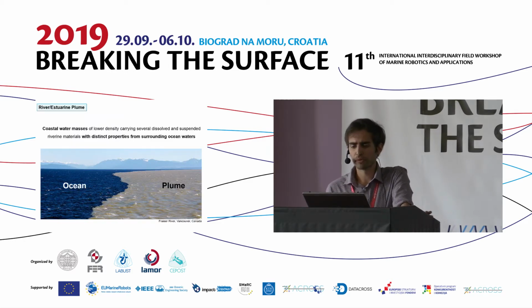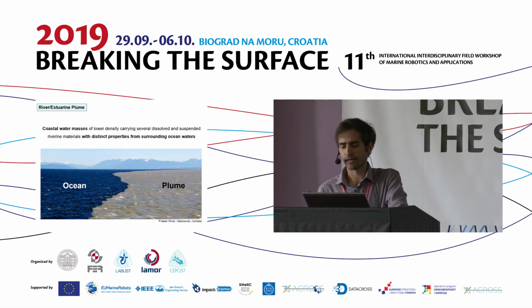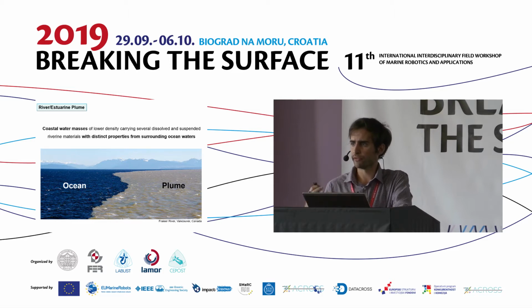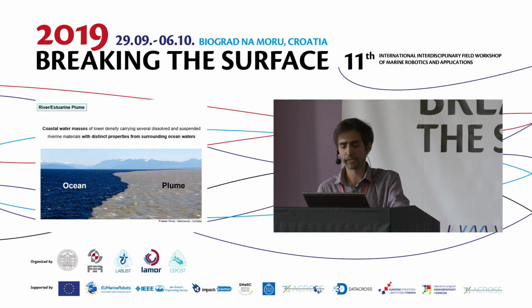So first, river plumes are coastal water masses of lower density. Most of them have lower density because they come from the river, so the salinity is lower. And they can carry several dissolved and suspended materials with distinct properties from the surrounding ocean waters. Even the color could be completely different.